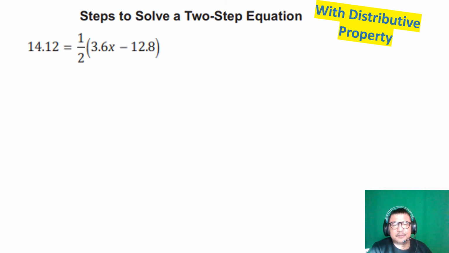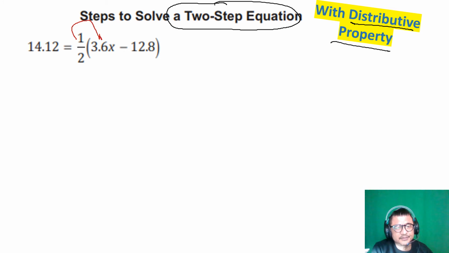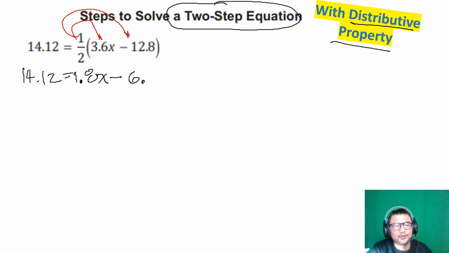All right, for this problem, actually there are two ways to solve this, but let's try the distributive property first, okay? So look at this, a number outside the parentheses, we've learned this before. Let's do the distributive property. So your 14.12 is equal to half of 3.6. 3.6 divided by 2 is 1.8. So let's write down 1.8x. Half of 12.8 is 6.4. Okay, we're good. So you did your distributive property. Now you could do your two-step.